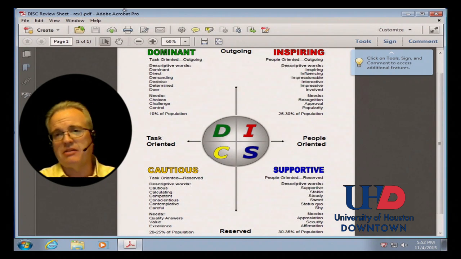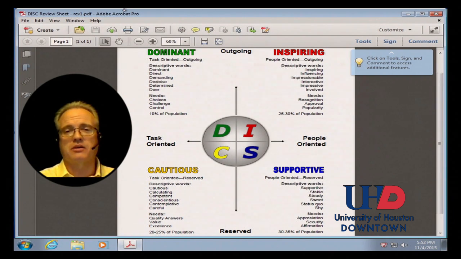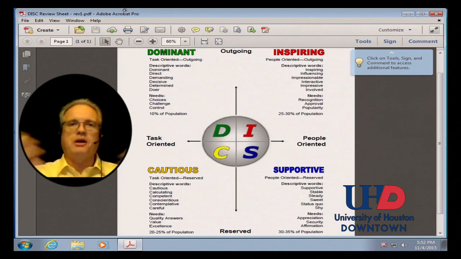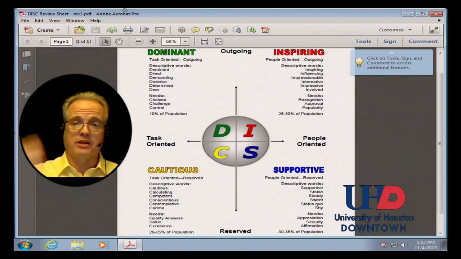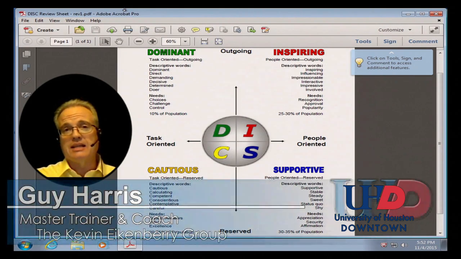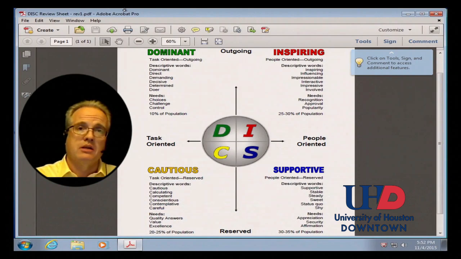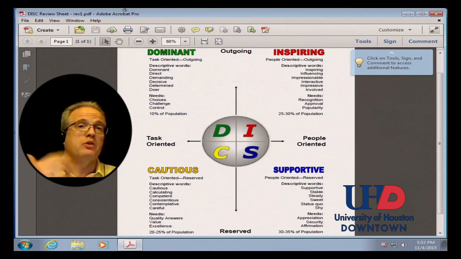Same kind of idea here with the DISC model. The dominant English language is different from inspiring English language or any other language. So it becomes a way to adjust your communication style. For example, my natural communication style is very logical, analytical, factual. Well, one of the things I've had to learn how to do is to tell stories to illustrate points. That's not my natural tendency.